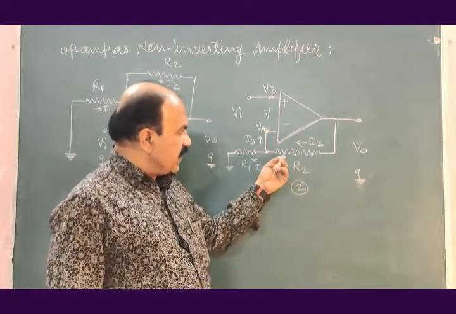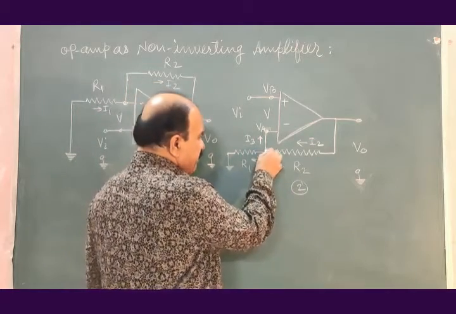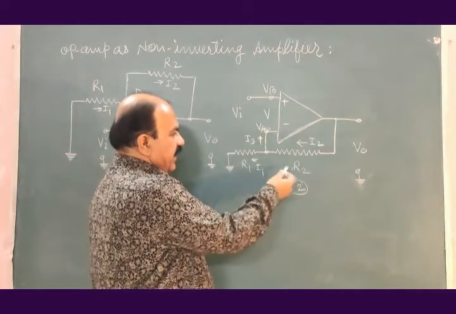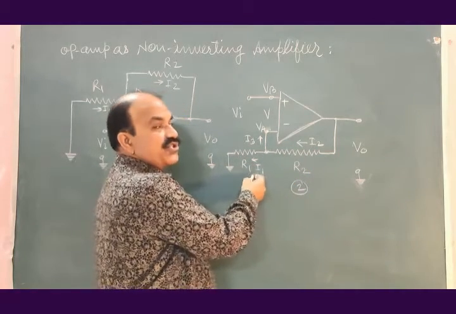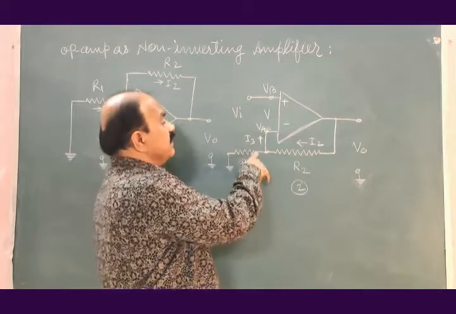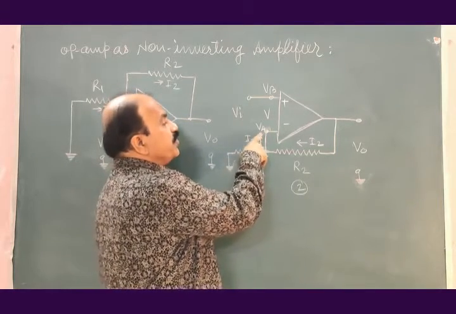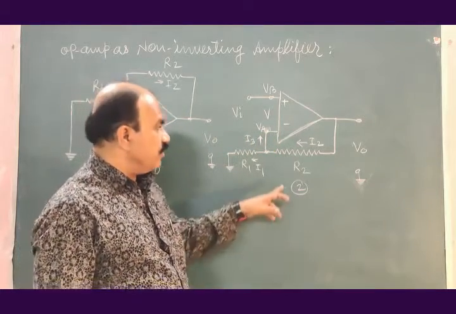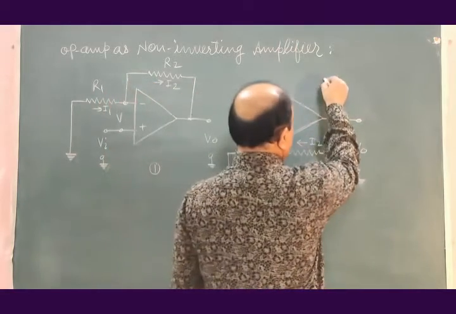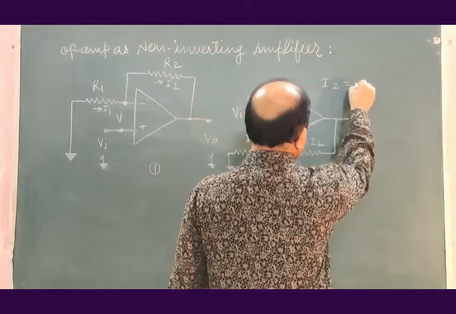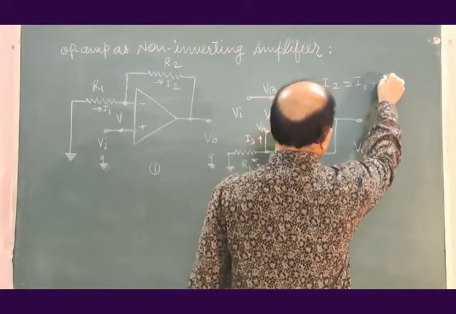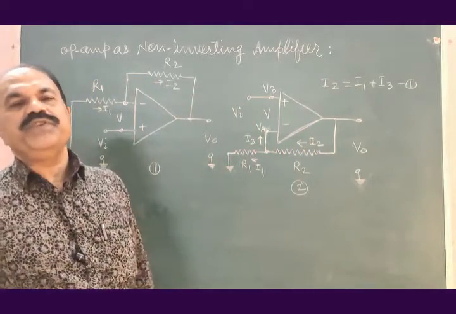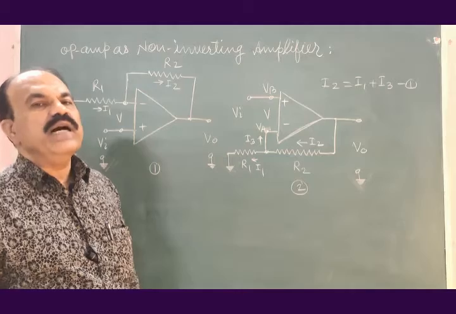When I2 flows through R2 and comes to this node, it sees two paths. One part of I2 flows through R1 as I1. The remaining part I3 flows through the inverting input. So according to this figure, current I2 should be equal to current I1 plus current I3.